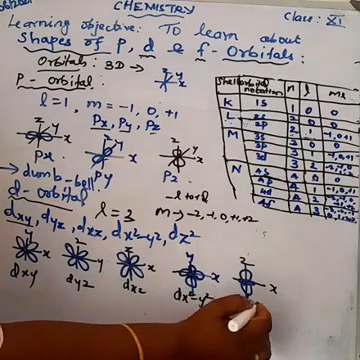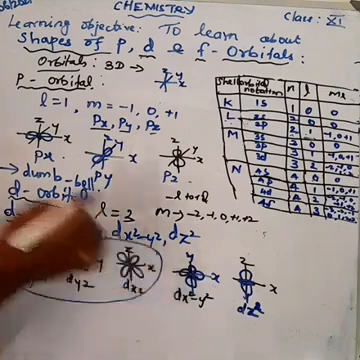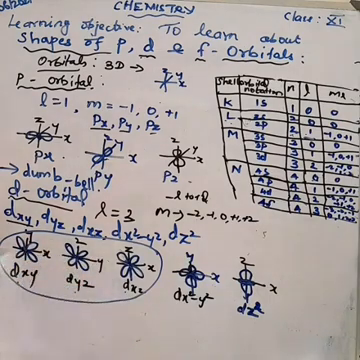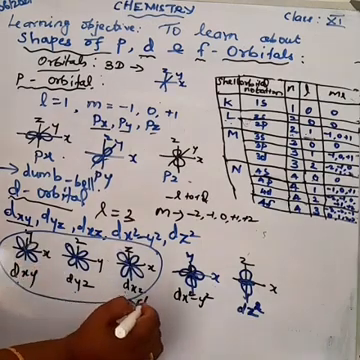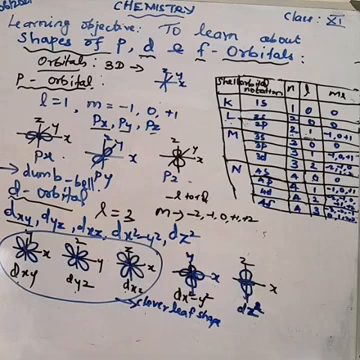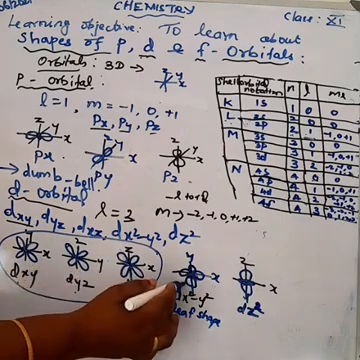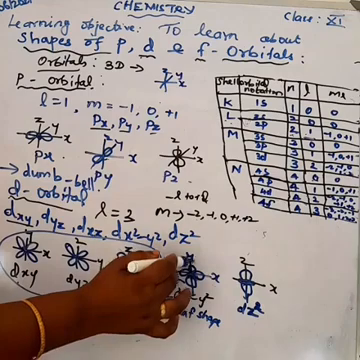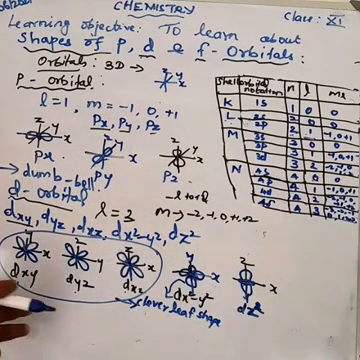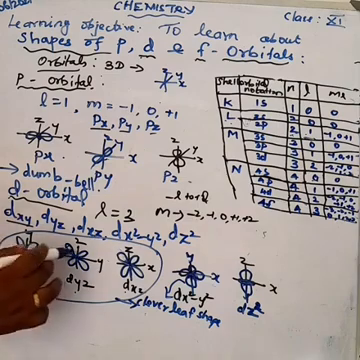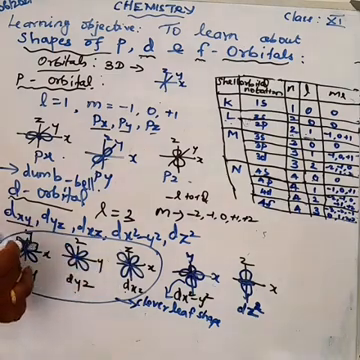So what is the shape of d orbital here? What are the first three d orbitals? dxy, dyz and dxz. These three d orbitals are clover leaf shaped. After that, the dx square minus y square orbital is also clover leaf shaped, but it lies along the x and y axes. But the first 3 d orbitals are clover leaf shaped. How many lobes are there? There are 4 lobes. These 4 lobes lie in between the axes.